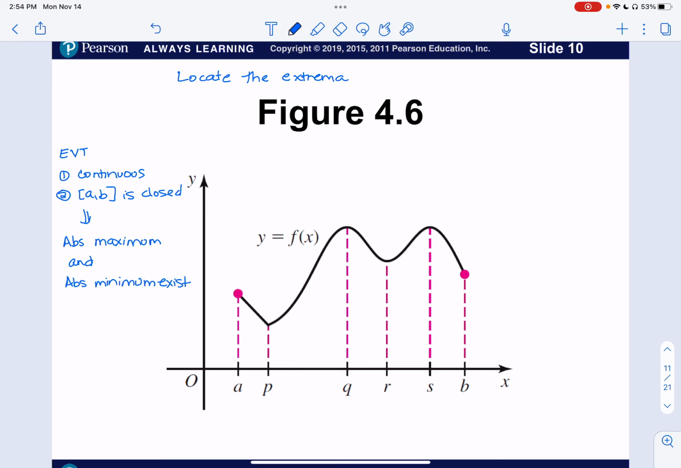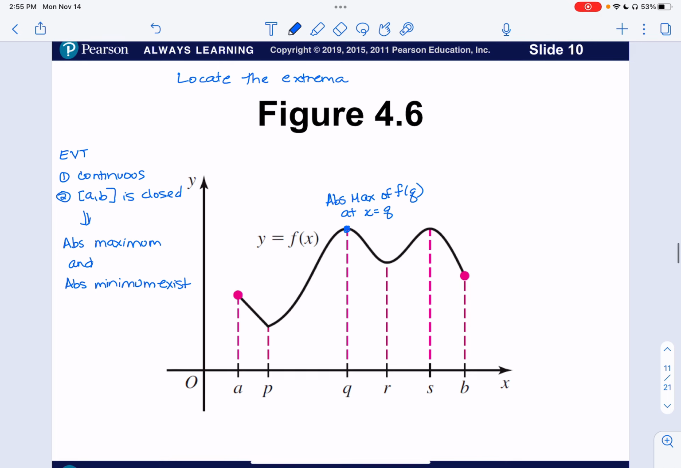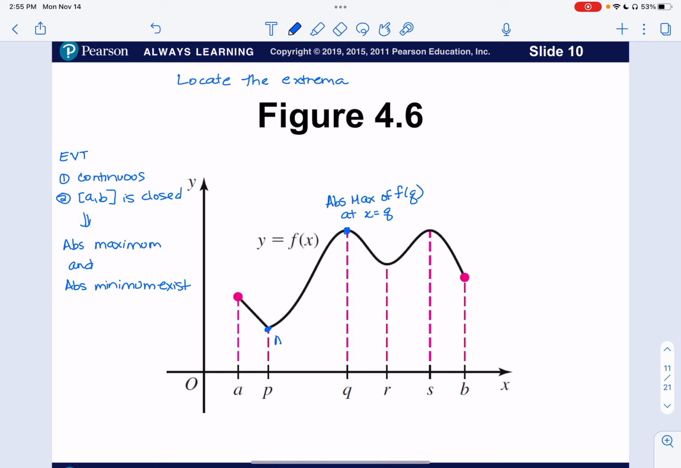So if we look at the highest peak that we can see, I would probably argue that we have an absolute maximum at Q here. So I'm going to say there's an absolute max of f of q at x equal to q. I'm going to say that it appears, from what I can see, there's an absolute minimum of f of p at x equal to p.